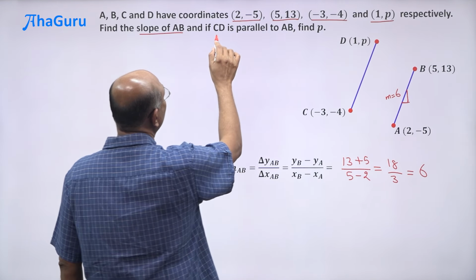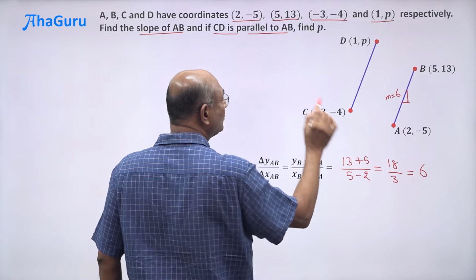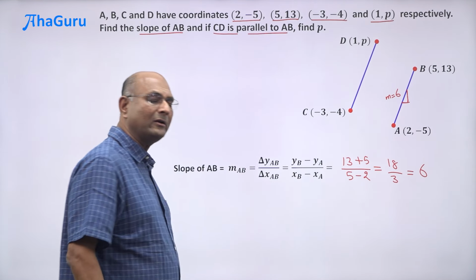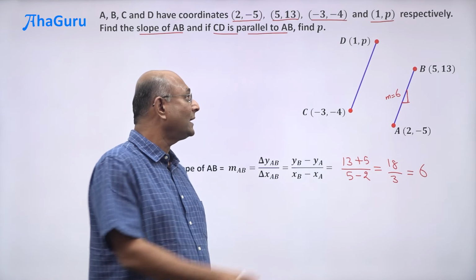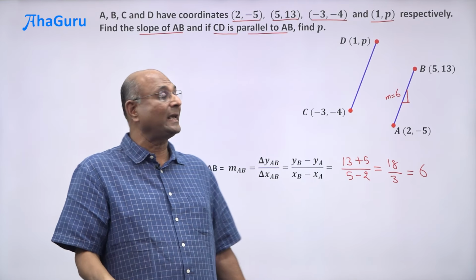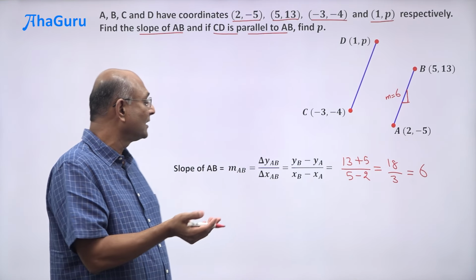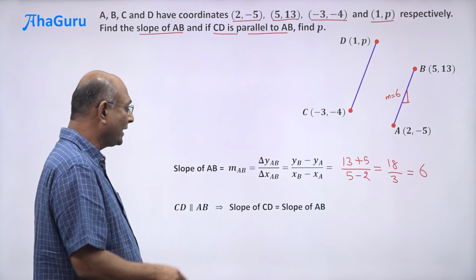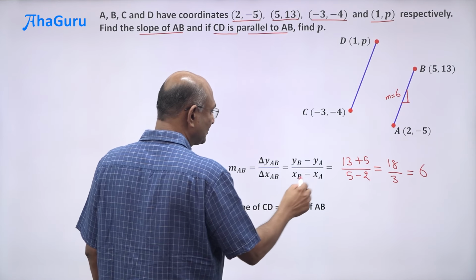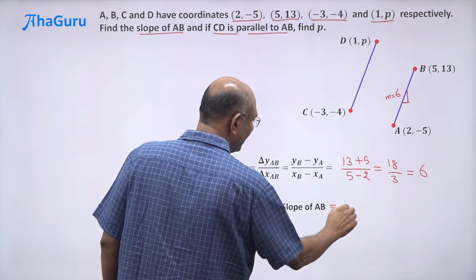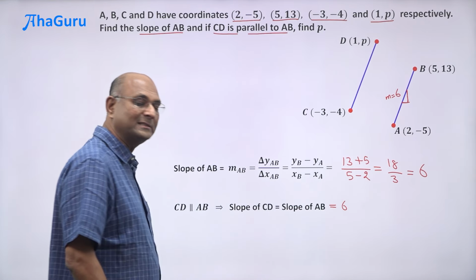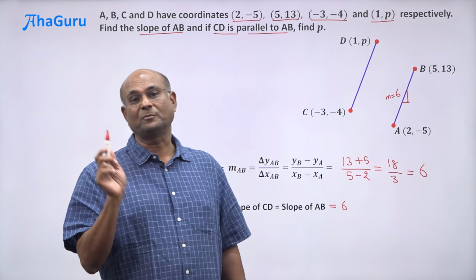Now what about the second part? CD is parallel to AB. Well, what does that tell you about the slope of CD? It has to be the same as AB's slope, which is 6. So CD is parallel to AB. Slope of CD must be slope of AB. They are equal. And of course, we already found out slope of AB is 6. So slope of CD must also be 6.